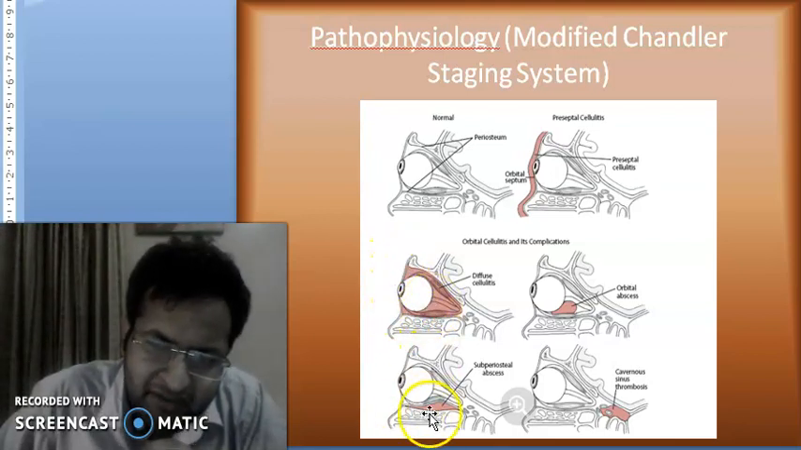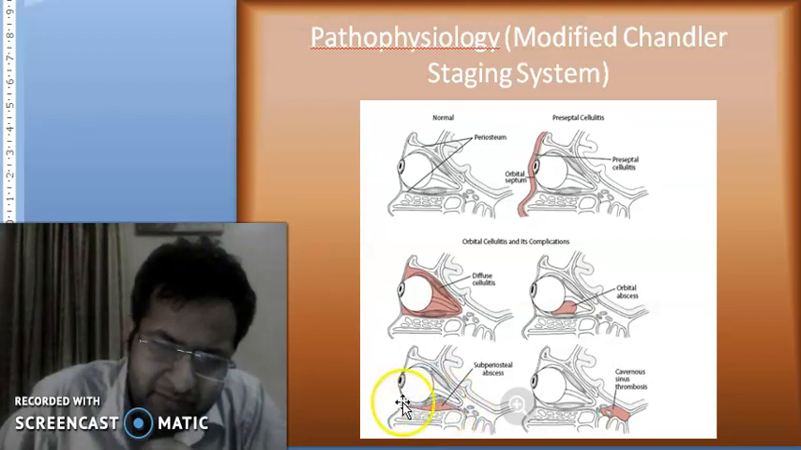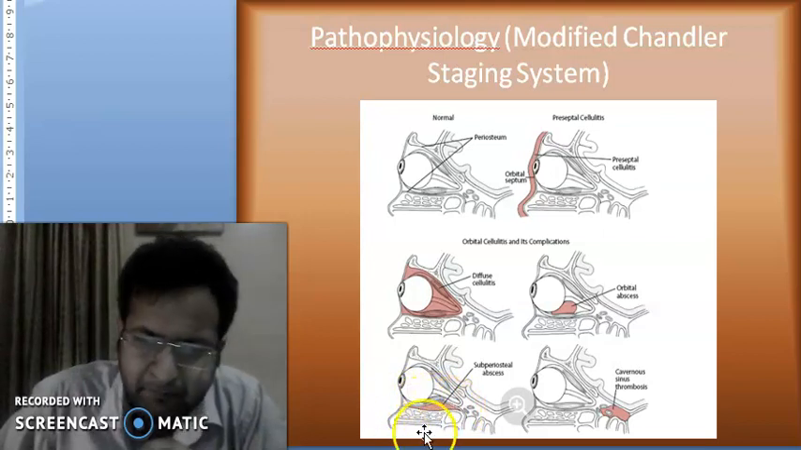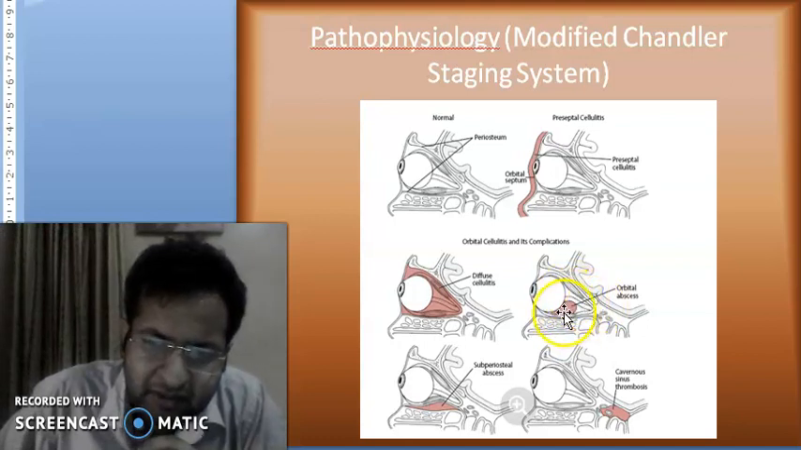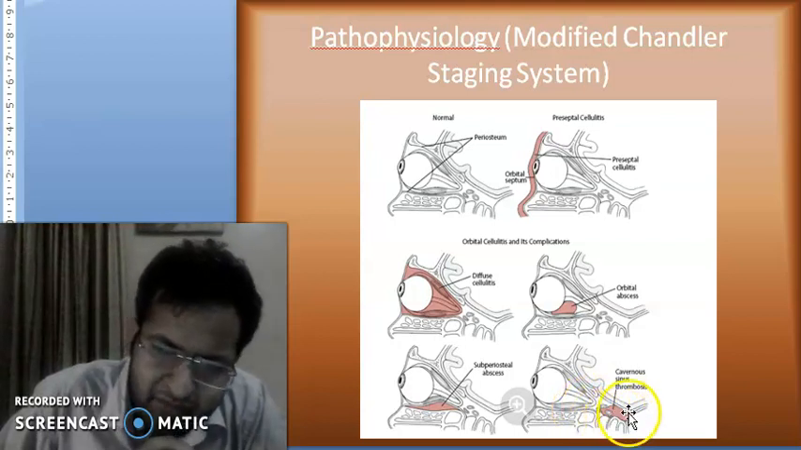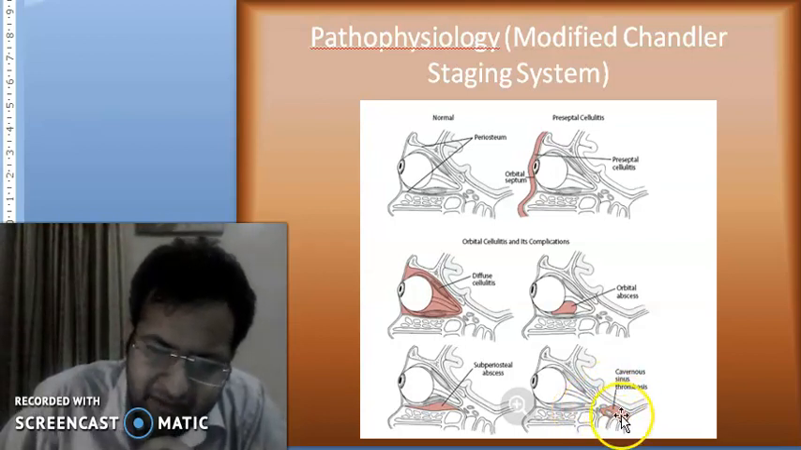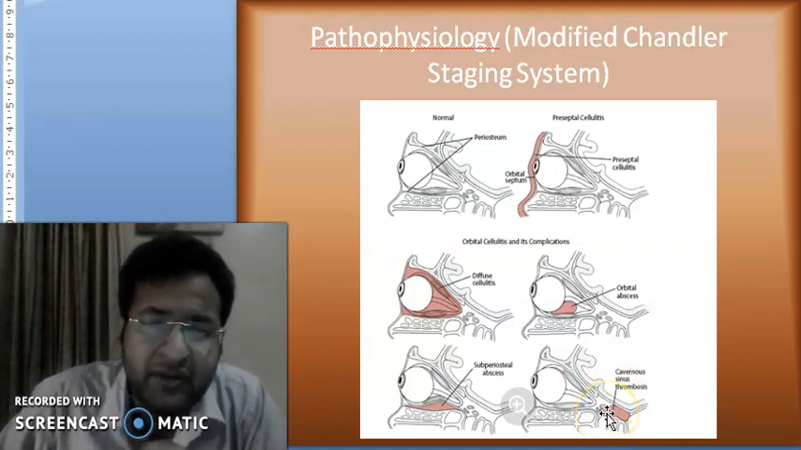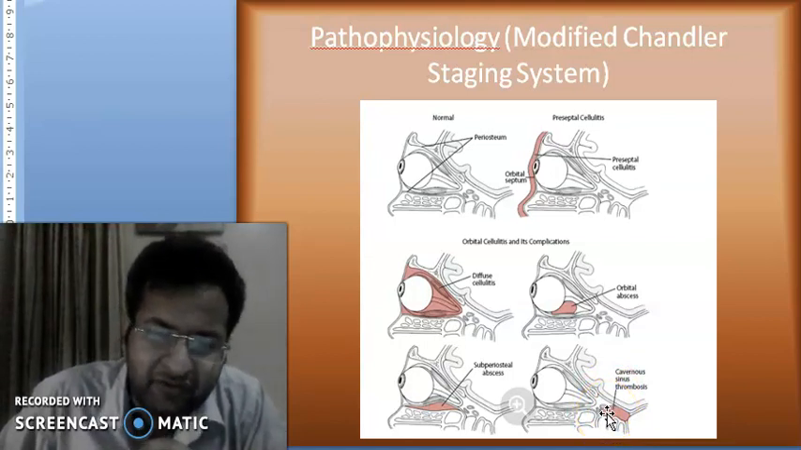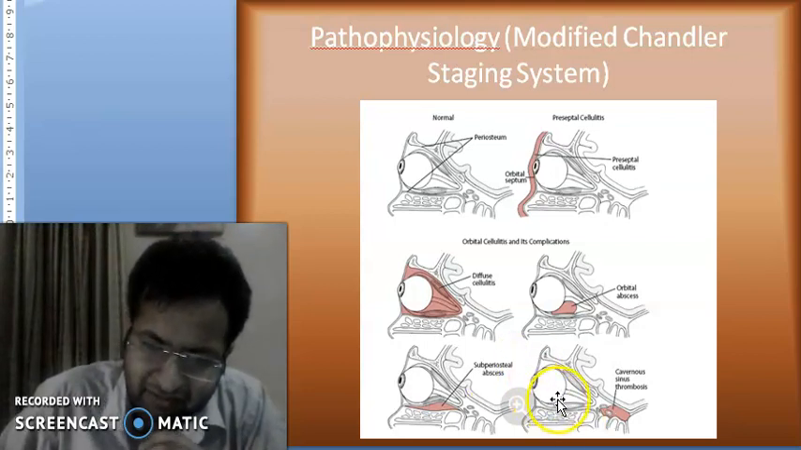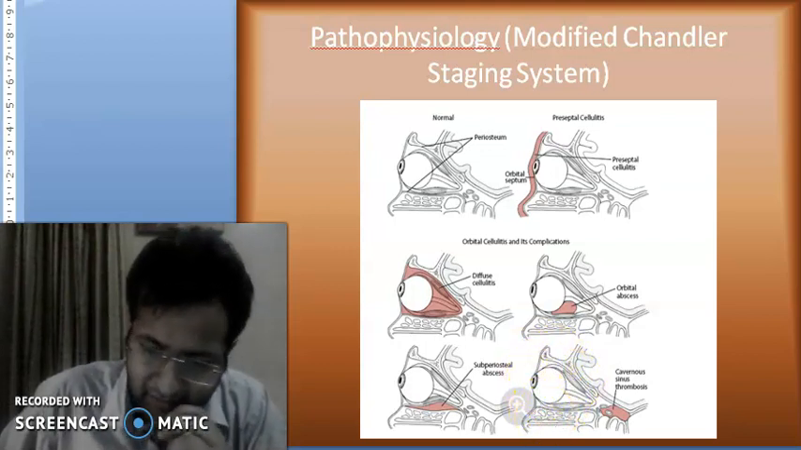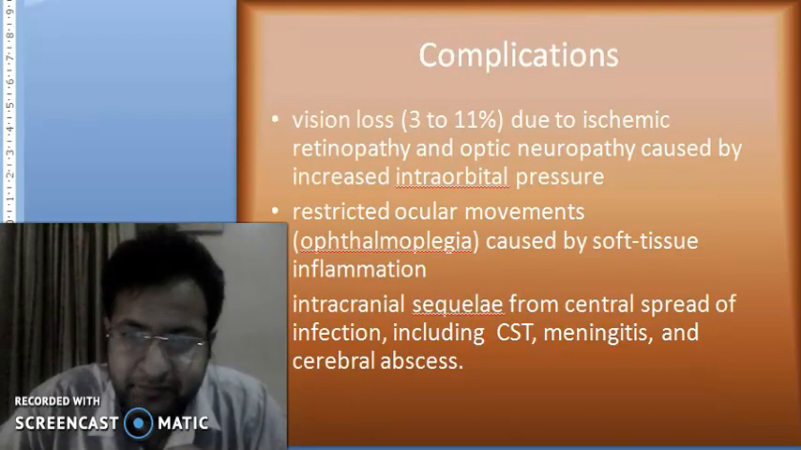Stage 3 is the subperiosteal abscess. The subperiosteal abscess is the abscess between the bone and the periosteum. Stage 4 is the orbital abscess in which the pus collects in the intraconal area, and stage 5 is when this orbital inflammation spreads to the cavernous sinus and leads to cavernous sinus thrombosis. Thus we can label stage 5 cavernous sinus thrombosis as being a part of orbital cellulitis if it develops after the features of orbital cellulitis.